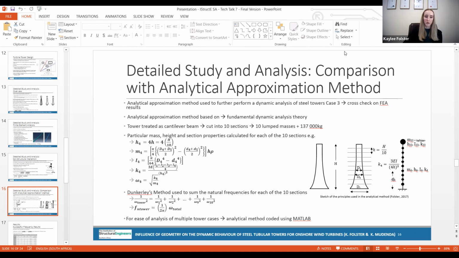So what we did was to just code this method into MATLAB. That way we could simply input the geometric properties of each of the different towers we are considering, which, yeah, just made life easier for ourselves. We could analyze multiple towers using this method.